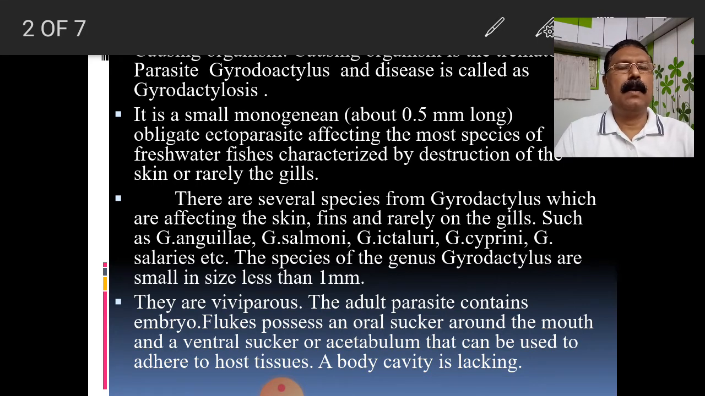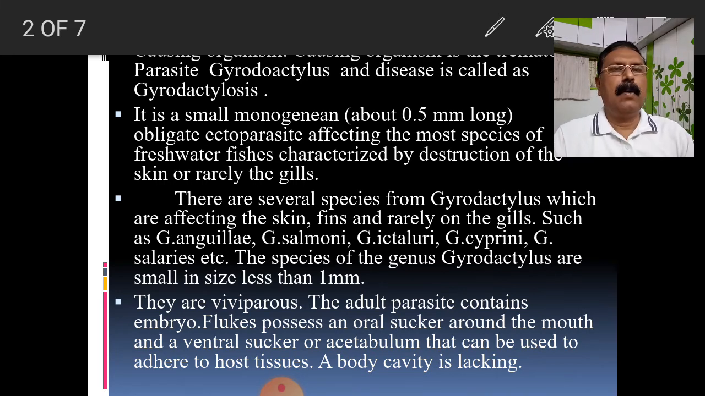So this is a very serious type of disease found in a number of freshwater as well as marine water fishes. There are several species, just as we have seen in the earlier lecture, and we also saw some of the important symptoms of Gyrodactylus.